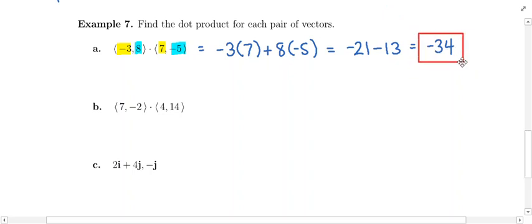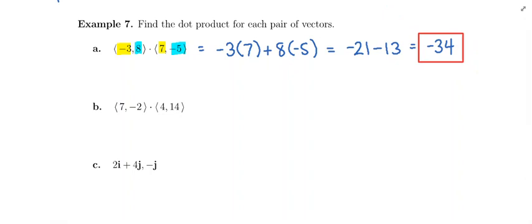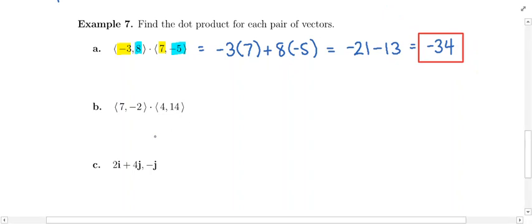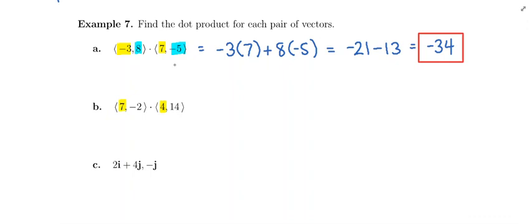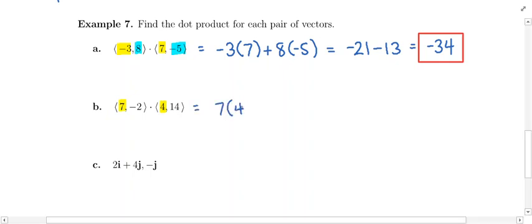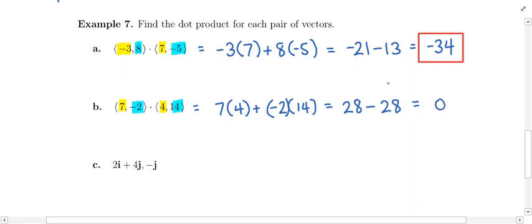Moving on to the second pair of vectors. We're going to do the same thing. Now we have 7, negative 2 as the first vector, and 4, 14 as the second vector. We simply multiply the horizontal components together, so this is 7 times 4, and then multiply the vertical components together, negative 2 times 14. Then we add the results. So this is going to be 28 minus 28, and so the dot product here is 0.